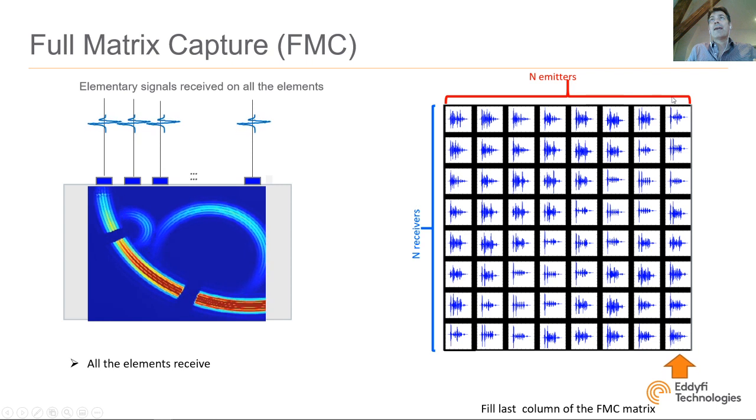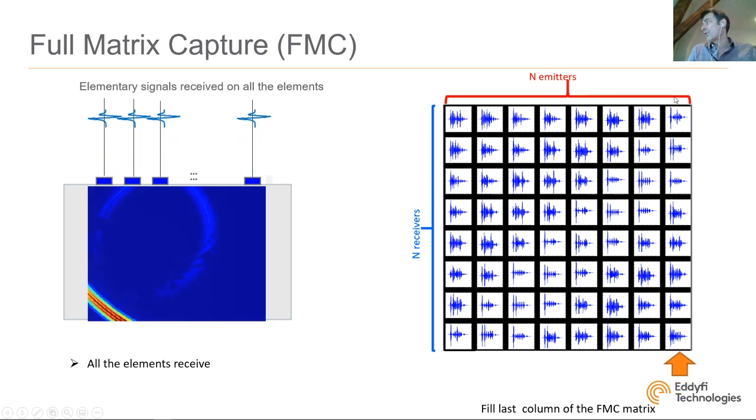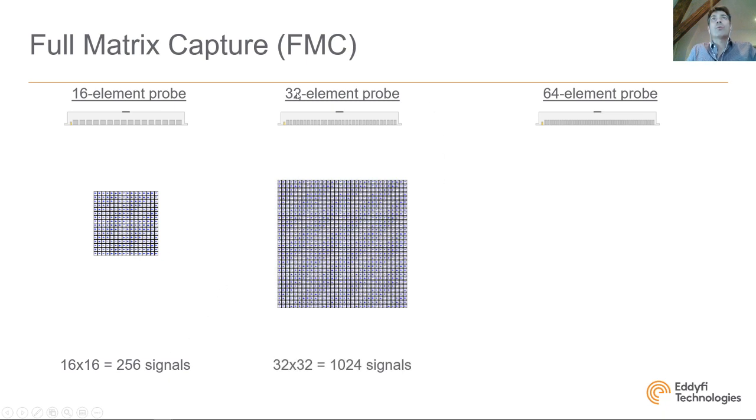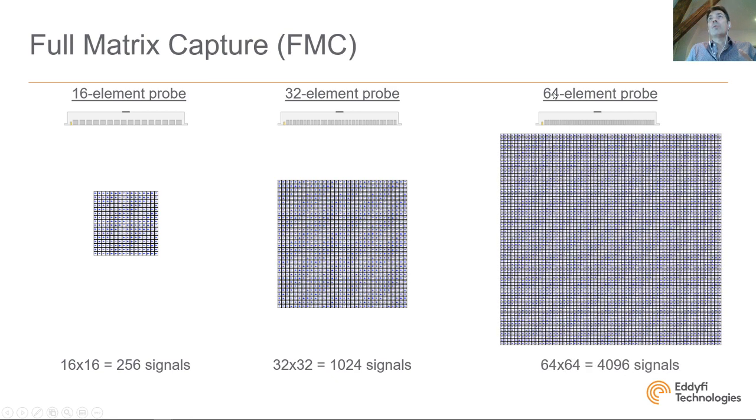So we have fired n times, where n is the number of elements, and we are receiving every single time on all the receivers. So let's say we are using a 16-element probe. We are going to have 16 times 16, 256 signals. Now let's switch to a bigger probe, 32 elements. We're going to have 32 times 32, about 1024 signals. And more interestingly, let's use a 64-element probe. You can see it's a big matrix. We have about 4096 signals.